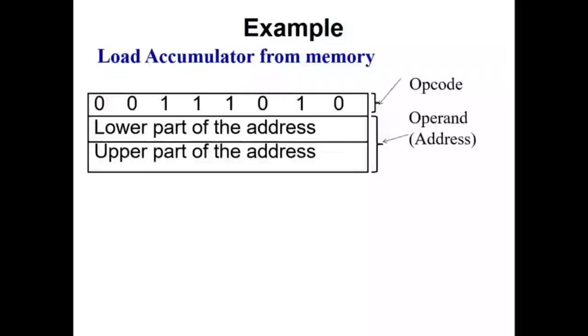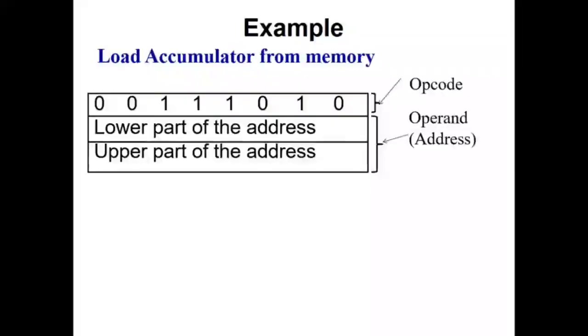This instruction has two parts. There is a part for the opcode which says load the accumulator, or in other words, move data from memory to the accumulator. And then the operand is the address of the particular memory location, because every piece of data is in a particular memory location. So we have to mention the address of a particular memory location.